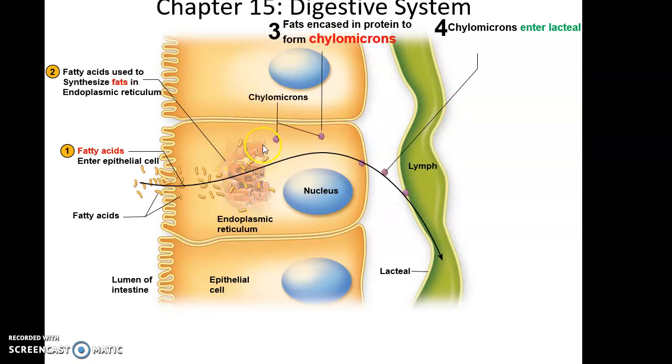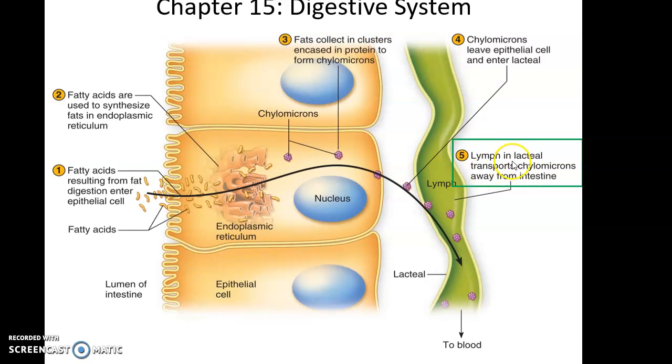The triglycerides, the fats, are then encased in proteins, forming a structure called a chylomicron. And it is these chylomicrons, these fats surrounded by proteins, that are then sent to the lacteals, into the lymphatic system. And then the lymph carrying the chylomicrons will eventually make it to the bloodstream and return these chylomicrons to the bloodstream directly. So it takes a while, but the chylomicrons will end up eventually in the bloodstream.